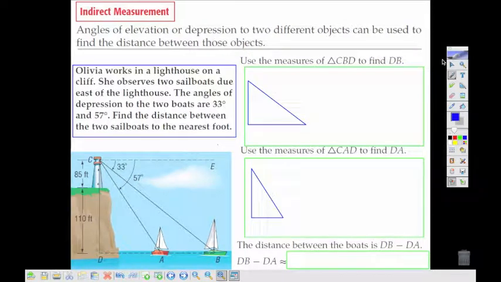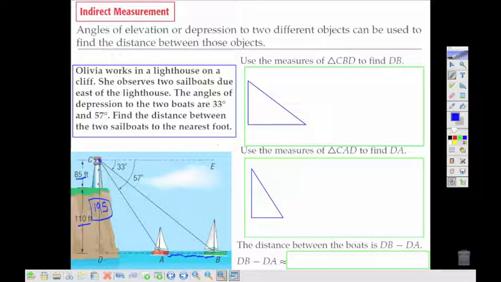In this next problem, we have some overlapping triangles. What we have here, we have a cliff and a lighthouse. We know how tall this is. So we're viewing this from a point that's 110 feet plus 85 feet, so we're at a height of 195 feet here in our triangle. And looking from that, they're measuring down. They have an angle of depression to the further boat of 33 degrees and the closer boat of 57 degrees. And we want to know how far apart these two boats are.